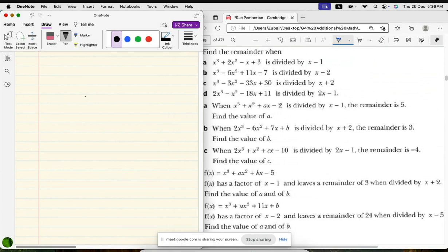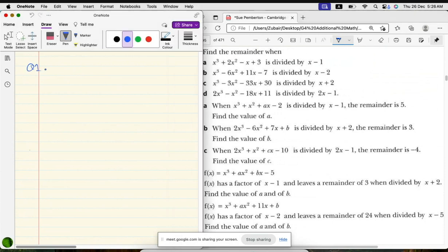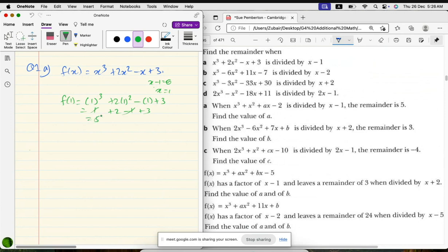It says find the remainder when these are divided. So in this case, question 1a. It is not given by which method. x cube plus 2x square minus x plus 3, when it is divided by x minus 1, x is equal to 1. So I could use the factor theorem. 1 plus 2 into 1 square minus 1 plus 3. It's 1, 2 minus 1, 3. The remainder is 5.